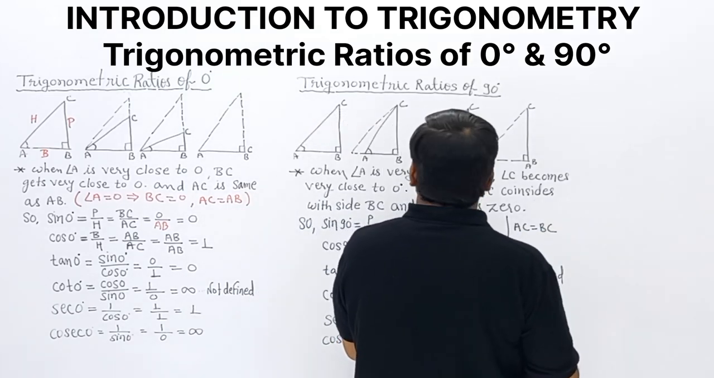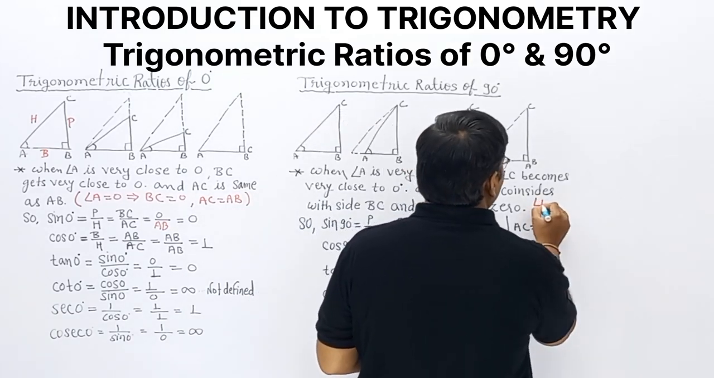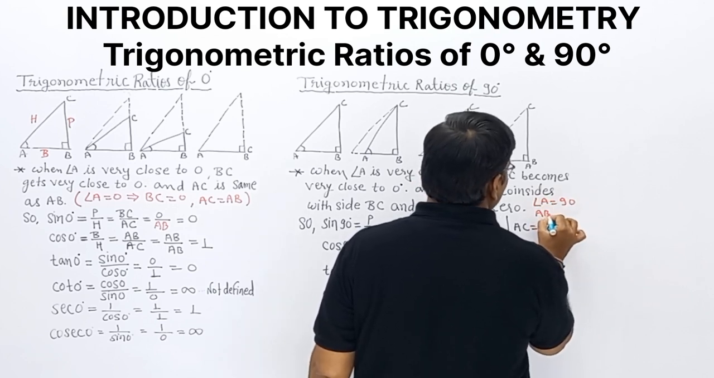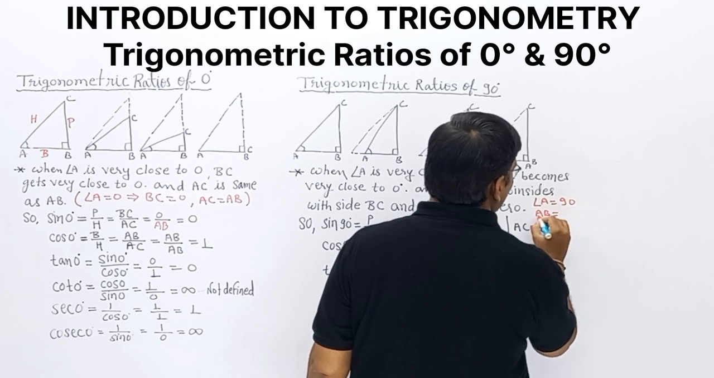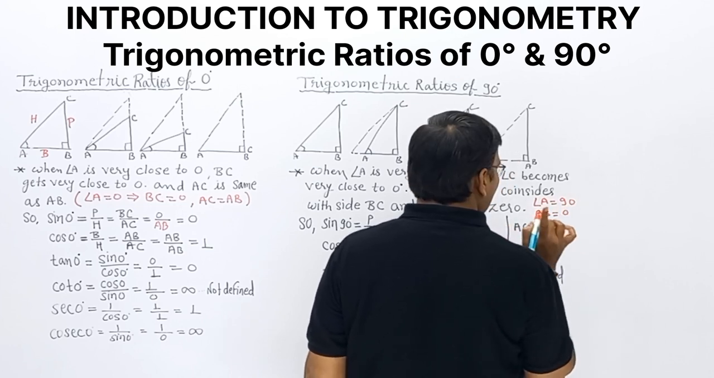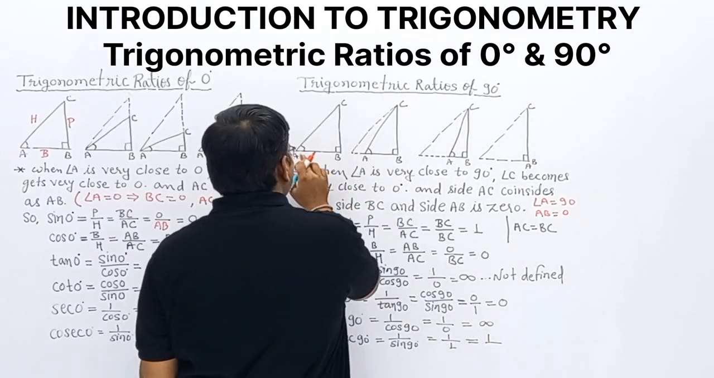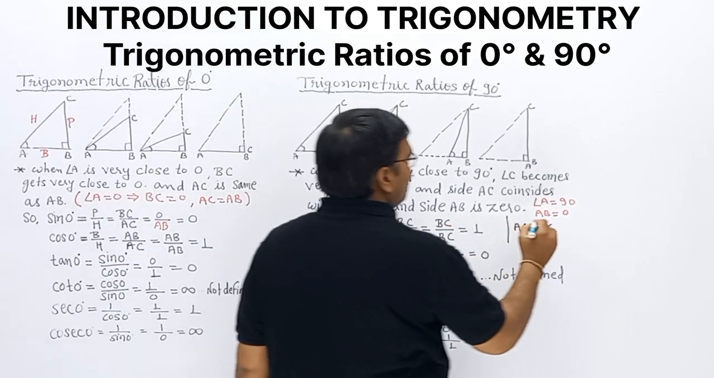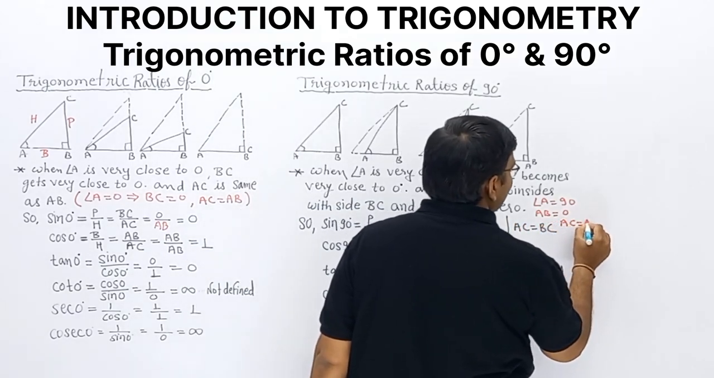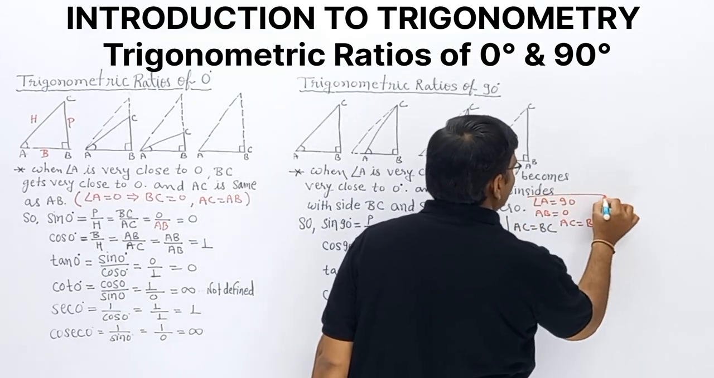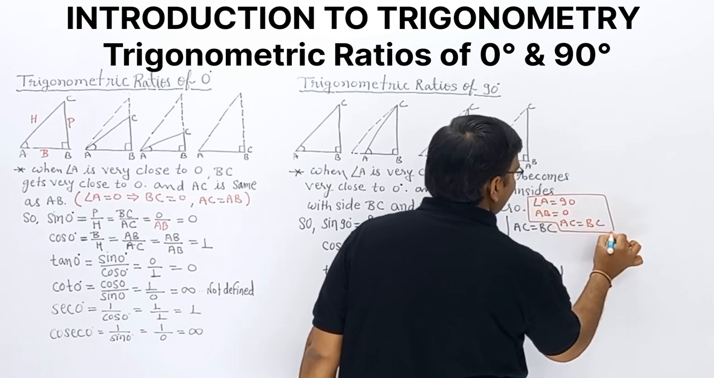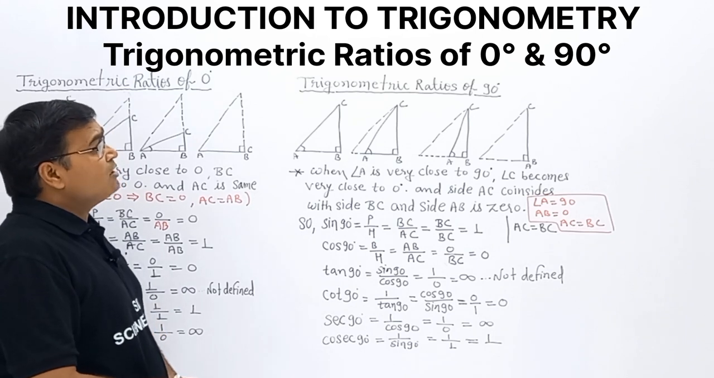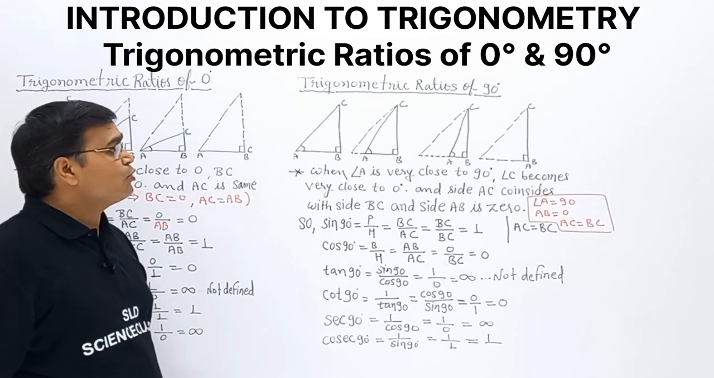Observe carefully. Angle A equal to 90, then AB equal to what? When is it possible? Angle A equal to 90 when AB equal to 0. When this is 0, then this AC will coincide with BC. So AC will be what? BC. Then we are getting this angle. Clear? So this is the main thing when we want the trigonometry ratios of 90 degree.